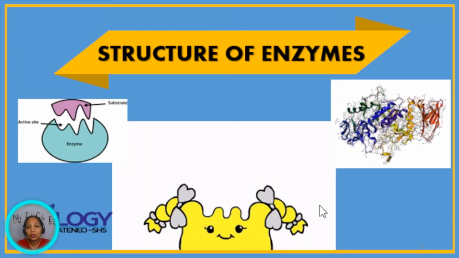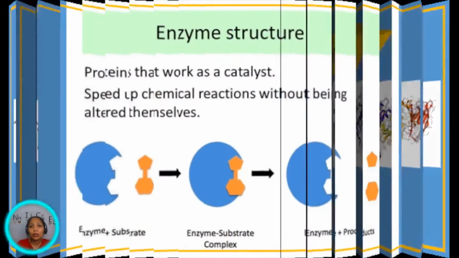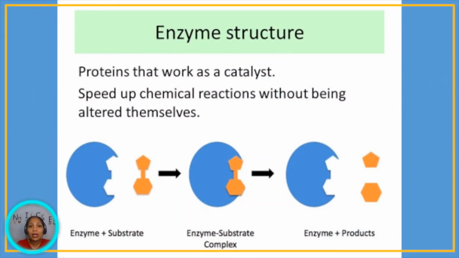Now let's understand the structure of an enzyme. Take note that enzymes speed up the chemical reactions without being altered themselves. In the picture, you can see an enzyme. This blue colored molecule here is an enzyme, and this is called a substrate. The substrate is the reactant of the enzymatic reaction, and together they form an enzyme substrate complex.